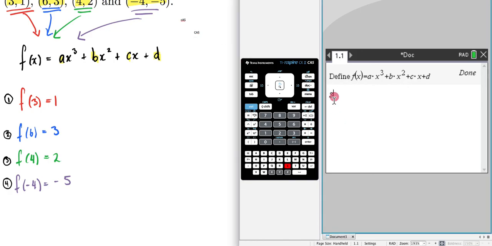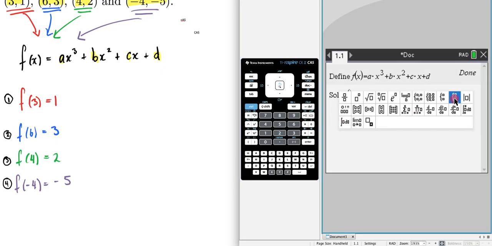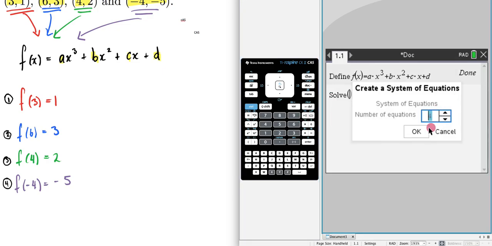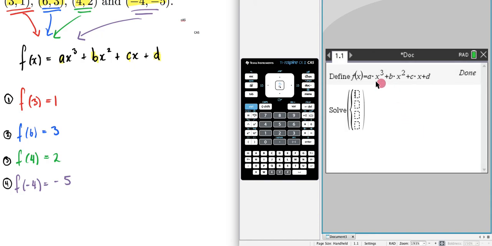So I'm going to say solve, then open bracket, then come over here to this button right here, and I have 4 equations that I need to solve. And now I've already defined what f is, so I can just go f, see that it's bold, that means it's defined, f of 3 equals 1. That was our first equation over here. Then I come down. Now I'm going to go f of 6 is going to be equal to 3. That was our second one. f of 4 is going to be equal to 2. And f of -4 is going to be equal to -5.